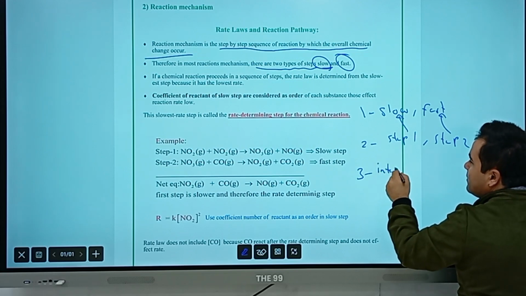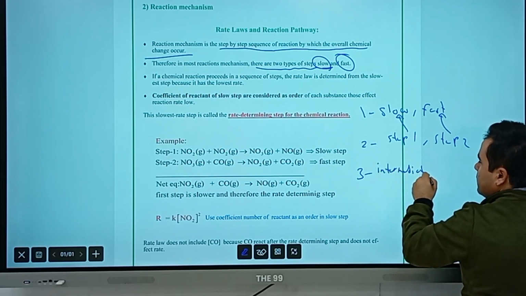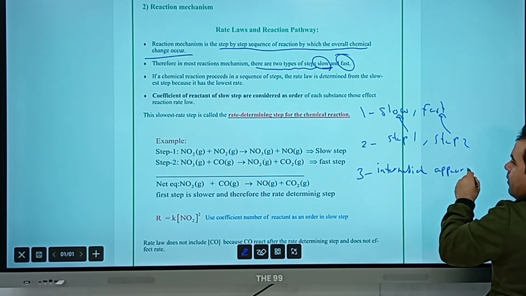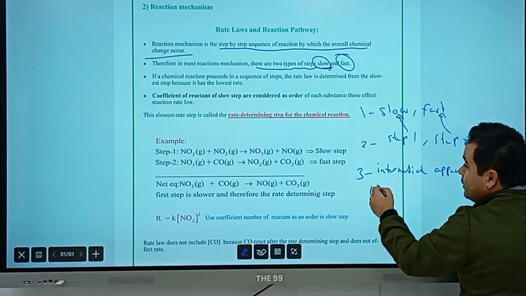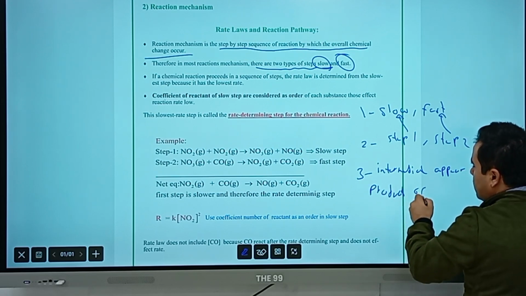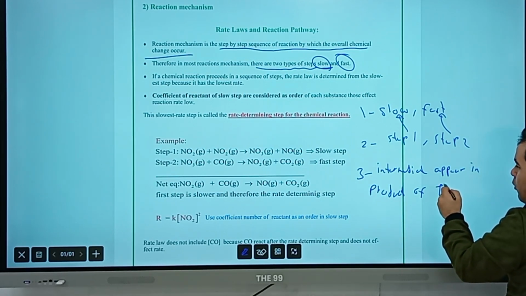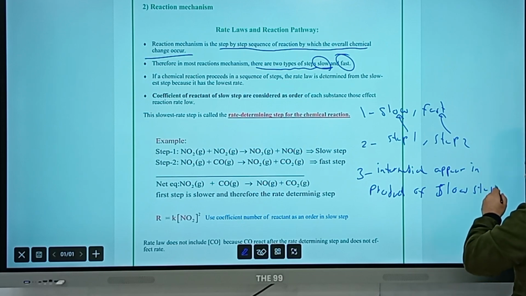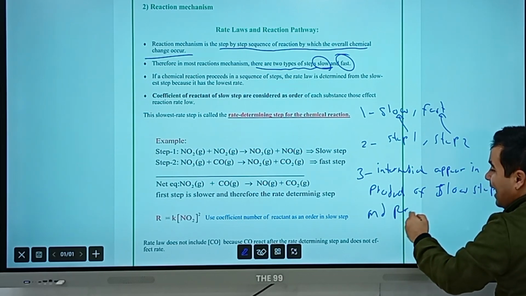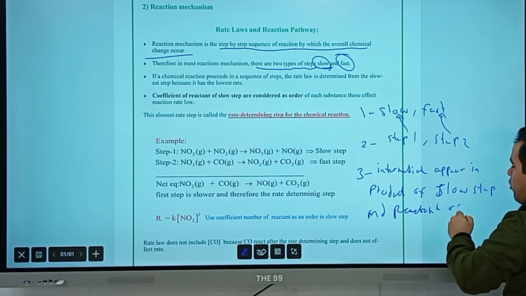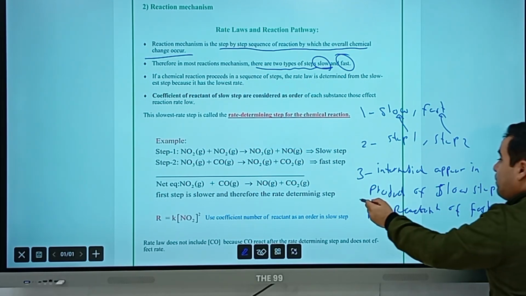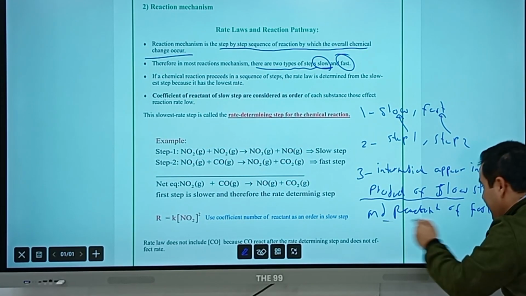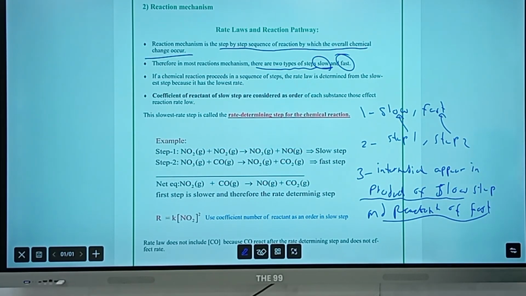So the intermediate appears in the product of the first step or slow step, and in the reactant of the fast step. The intermediate must be in the product of the slow and the reactant of the fast in order to know which one is slow and which one is fast.